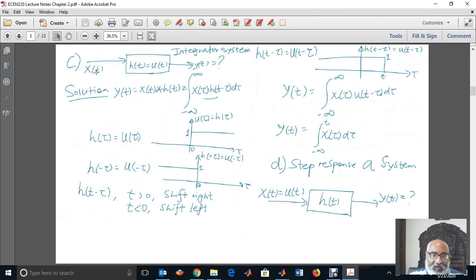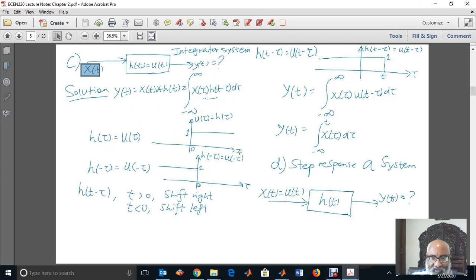Okay, now let's have a system with h of t equal to u of t, the unit step function, and I have an input x of t. What will be the output y of t? Okay, we follow again the convolution steps. y of t is x of t convolved with h of t, the integral from minus infinity to infinity of x tau h of t minus tau d tau. The first step is change x of t and h of t to x tau and h tau. So h tau will be u tau, the unit step function starting from 0.